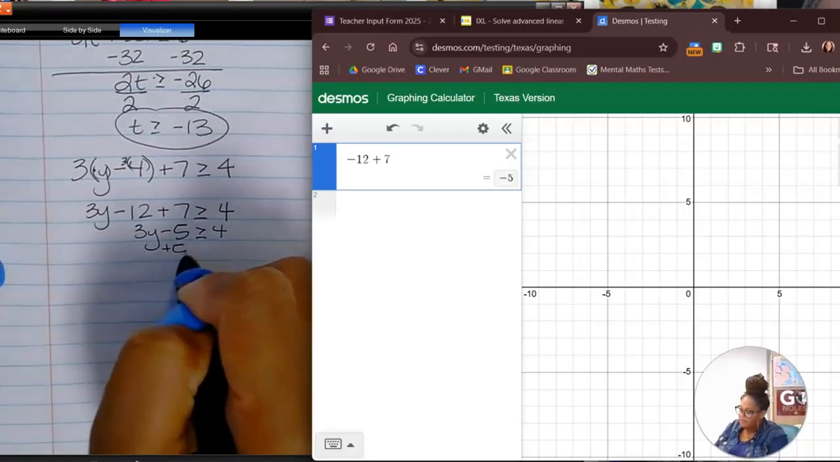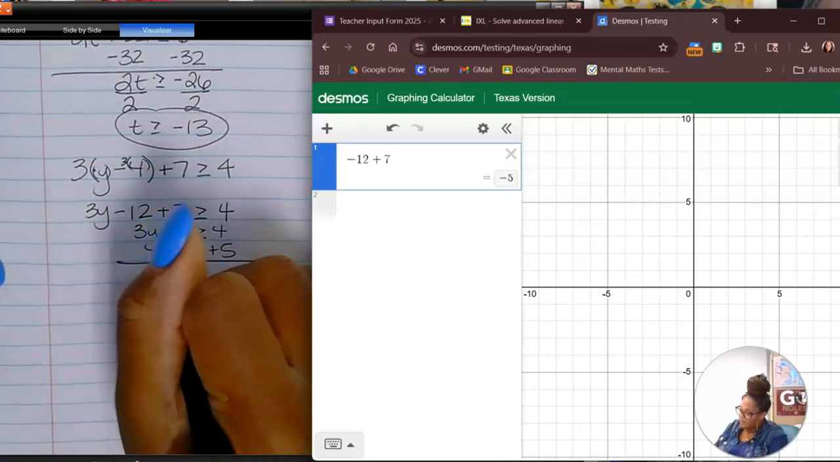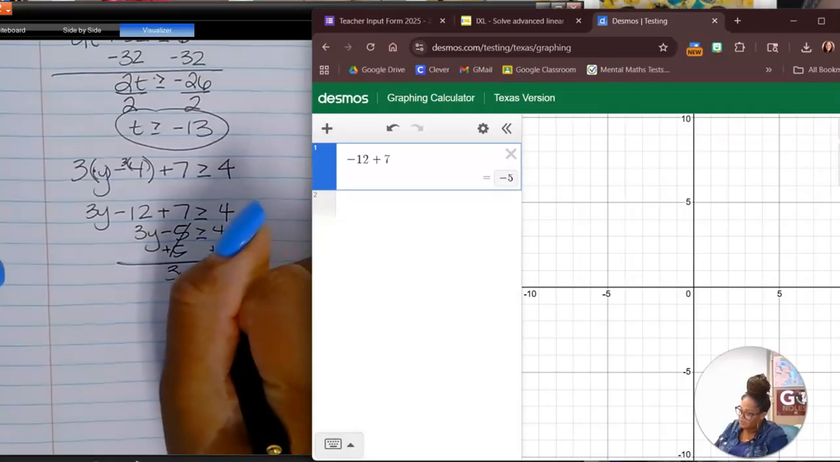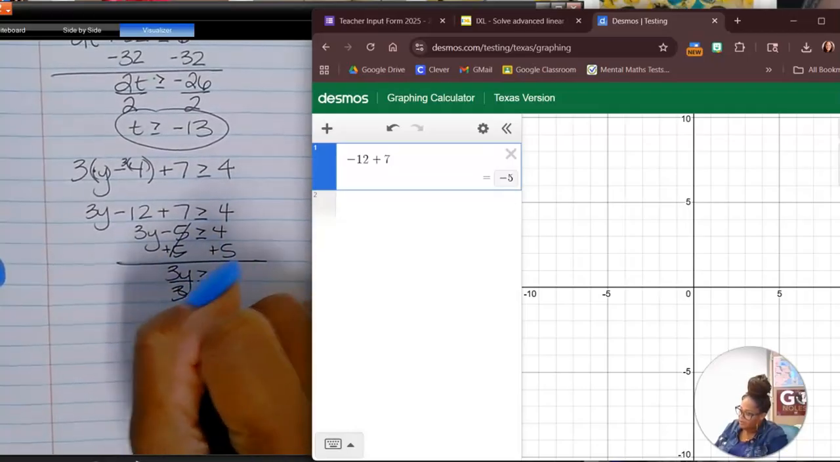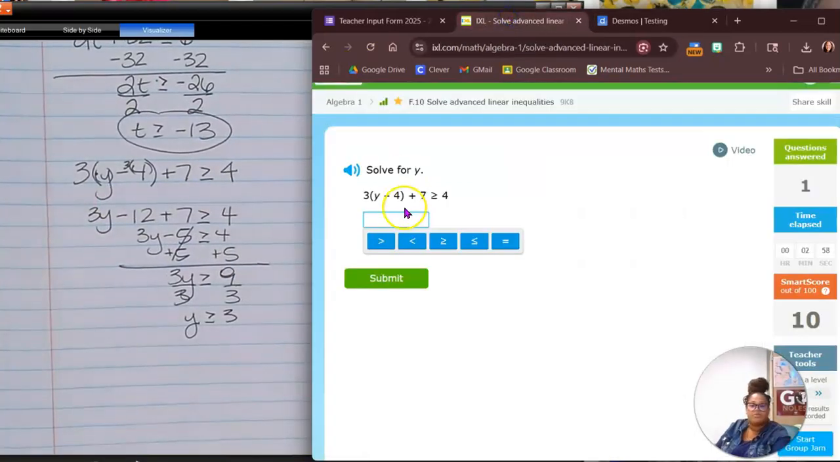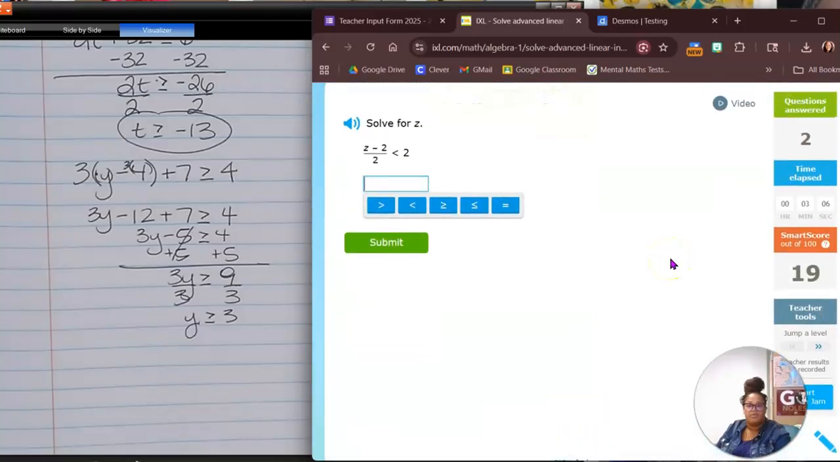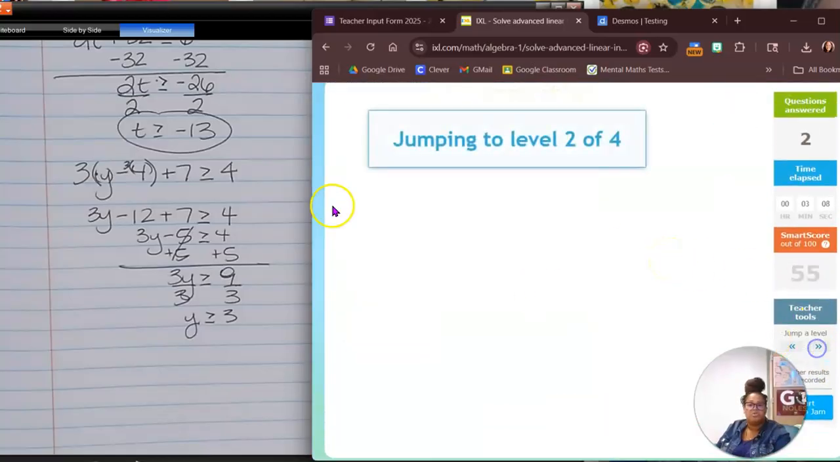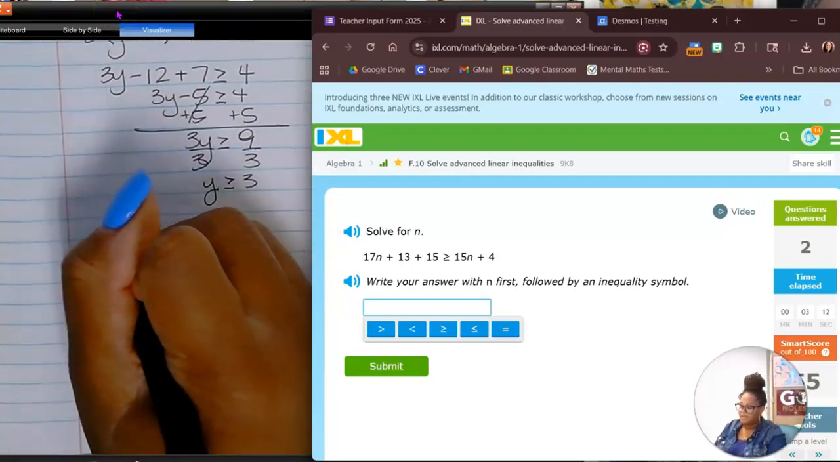Then I add 5 to both sides. 3y is greater than or equal to 9. And then divide by 3, y is greater than or equal to 3. So come back to here, y greater than or equal to 3. All right, let's jump out with some more rigor. Oh, lots of stuff to do here.